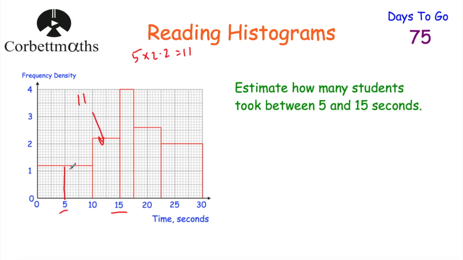So what we're going to do is just look at this region here. For this region, the class width is 5. Between 5 and 10, the class width is 5. The frequency density is 1.2. So if we do 5 multiplied by 1.2, that's equal to 6. So that's going to be 6 in there.